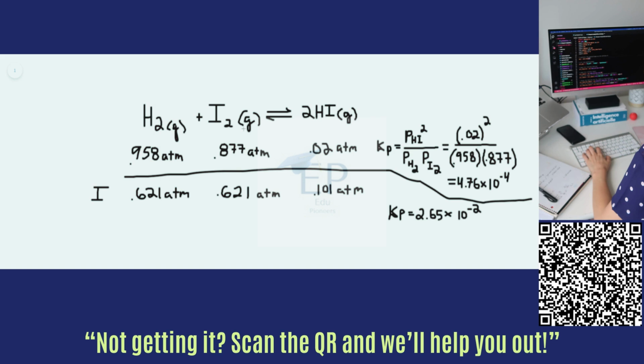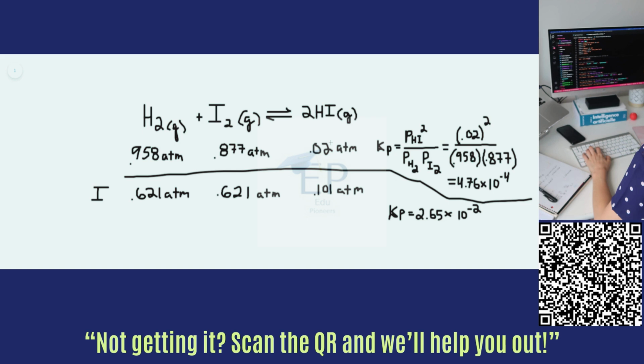If you plug in each of the numbers it gave us, 0.02 for HI, and 0.958 and 0.877 for H2 and I2 respectively, you would see that the equilibrium constant with respect to pressure at equilibrium is 4.76 times 10 to the negative fourth. So that's one bit of information.